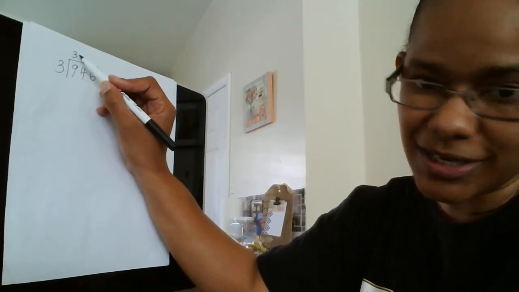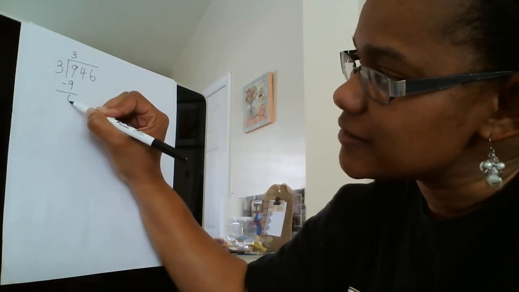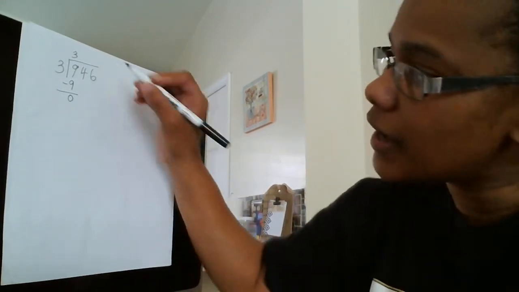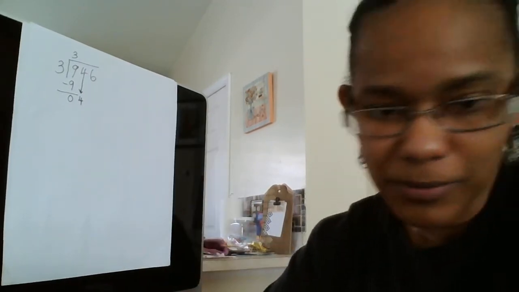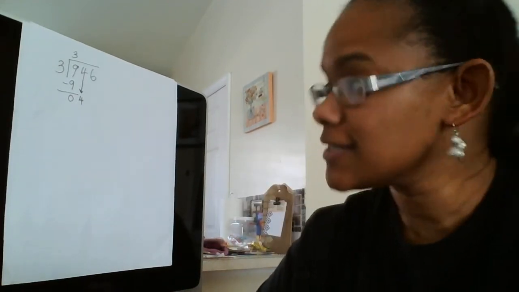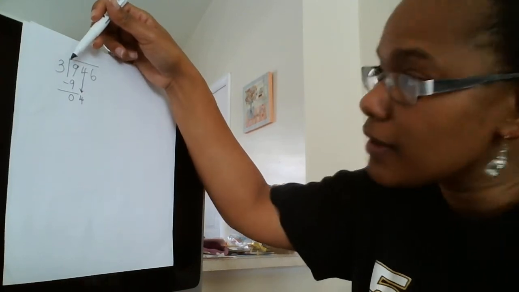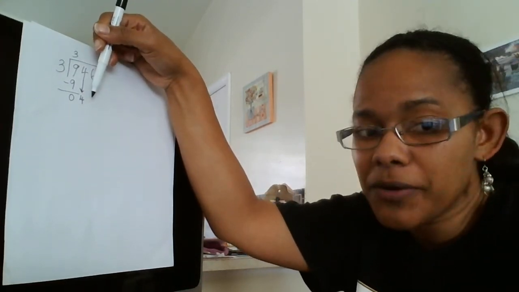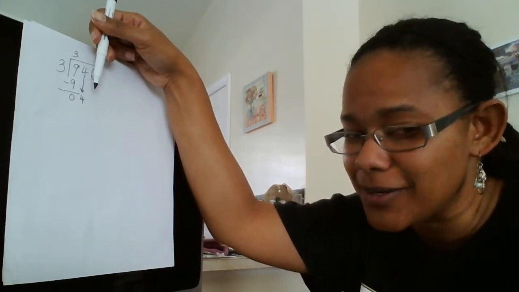3 times 3 is 9. 9 minus 9 is 0. I'm going to drop that 4 down because I need to work with that 4. My problem's not over. I need to work with that 4 and I need to work with that 6. So now I have a 4 here, okay? I'm looking at my 3 and I'm looking at my 4 and that 3 can fit in that 4 at least one time. I know that.